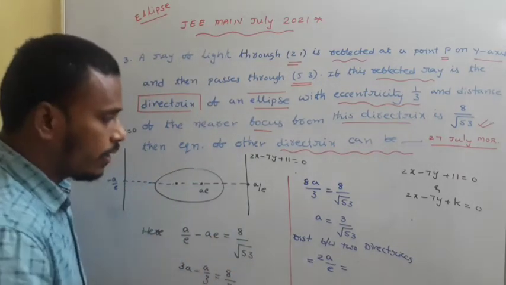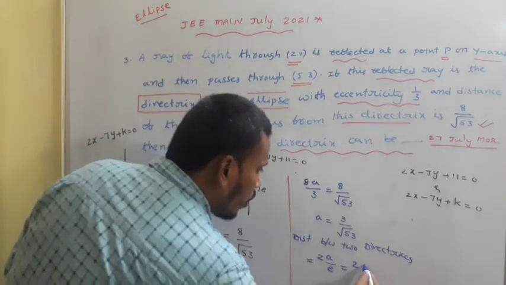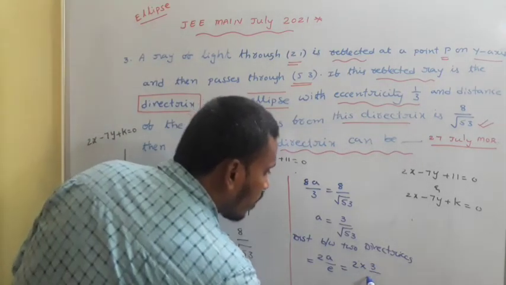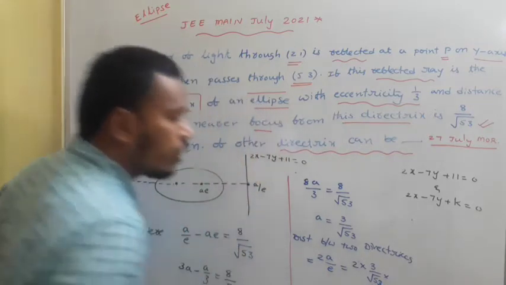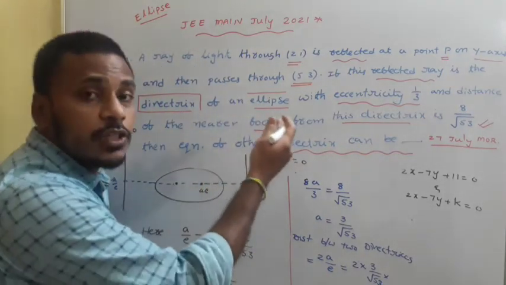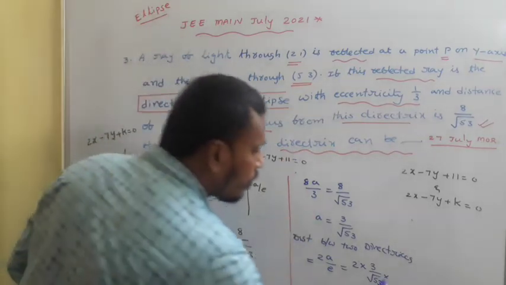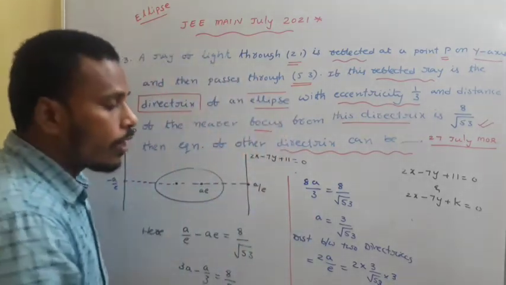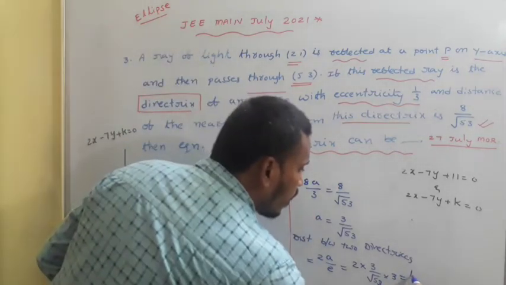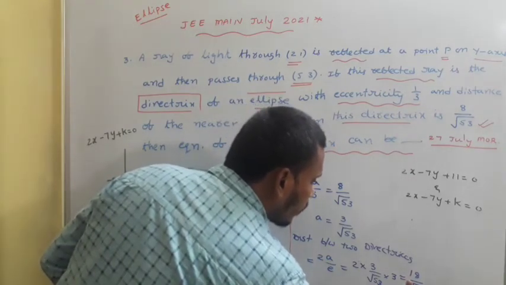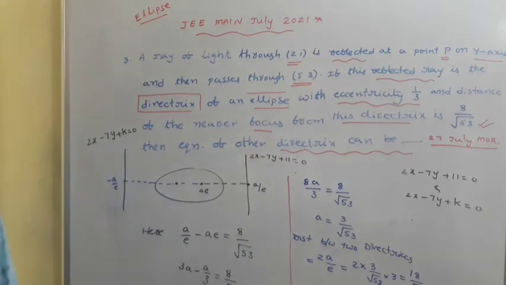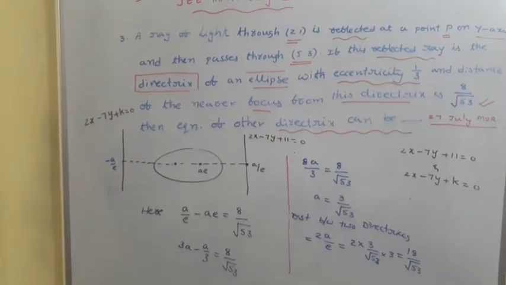What is that 2a by e? That is equal to 2 into a, which is 3 by root 53, and what to say about e? Eccentricity is 1 by 3, so 1 by e means 3. So when you simplify, this is nothing but 18 by root 53. Is it clear? Just have a look. Distance between two directrices is 18 by root 53.